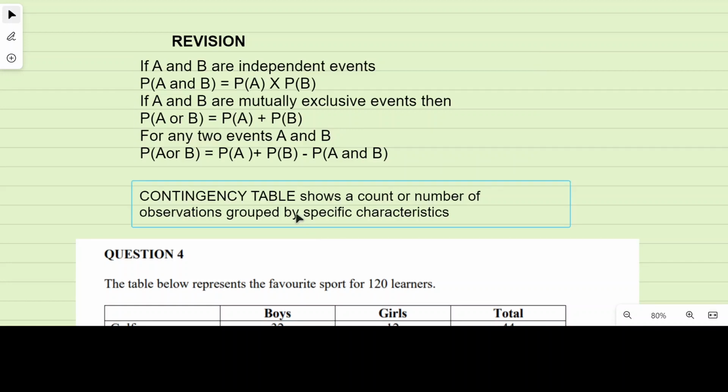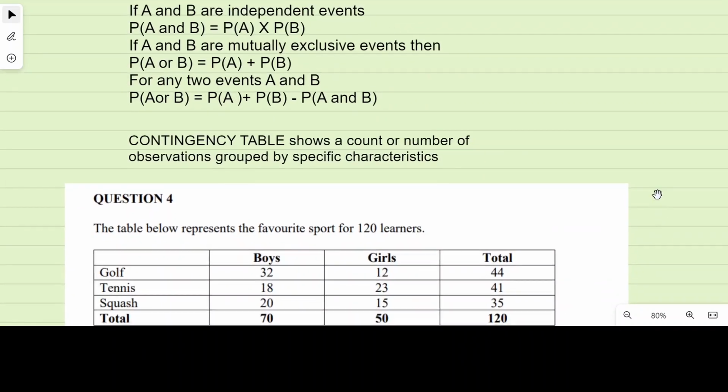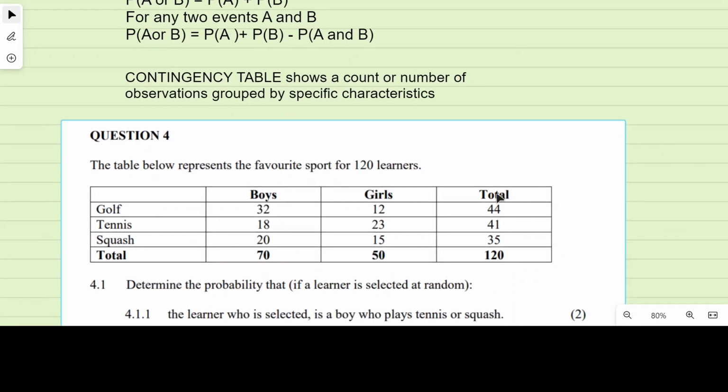The first question that I have taken from the exam paper is a question with a contingency table. So first you must know what a contingency table is. A contingency table shows a count or number of observations grouped by specific characteristics. So it always shows the count, with the total in the last column and the last row, like this. This is an example of a contingency table.